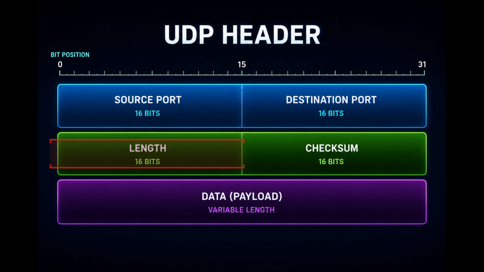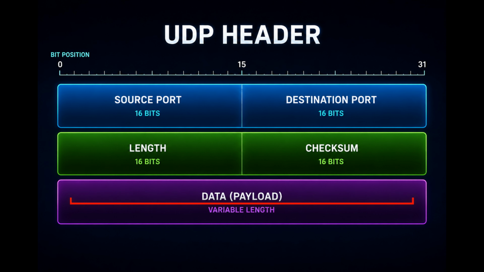Next is the length field, which is also 16 bits. It specifies the total size of the UDP datagram, including both the header and the actual data. Beside it is the checksum field. This field is used for error detection. It allows the receiver to verify whether the datagram was corrupted during transmission. However, unlike TCP, UDP does not retransmit lost or corrupted data.